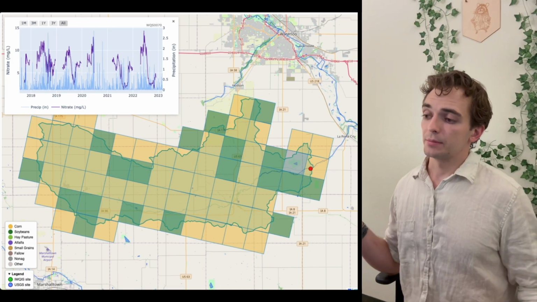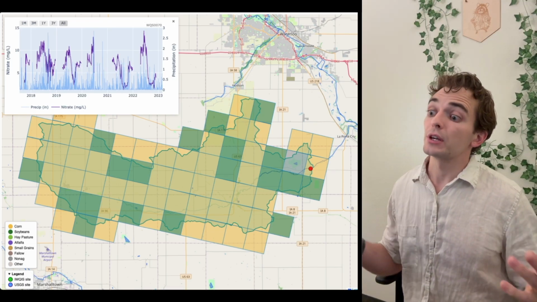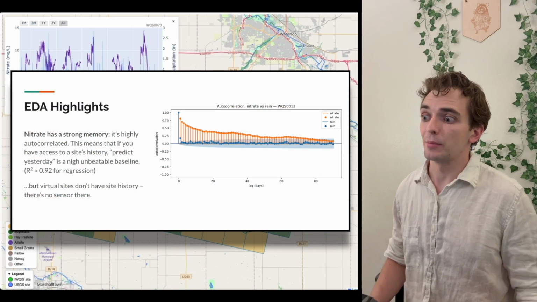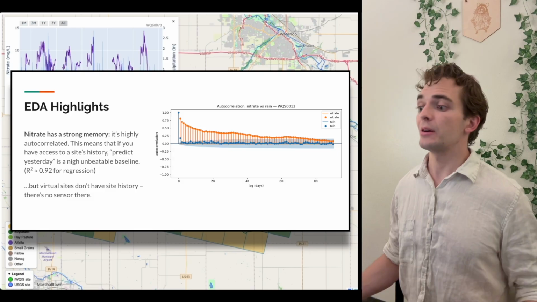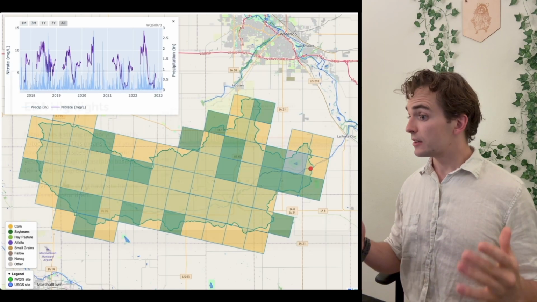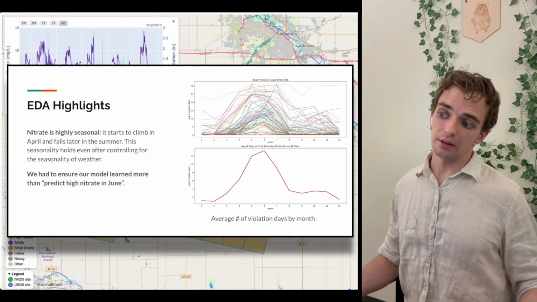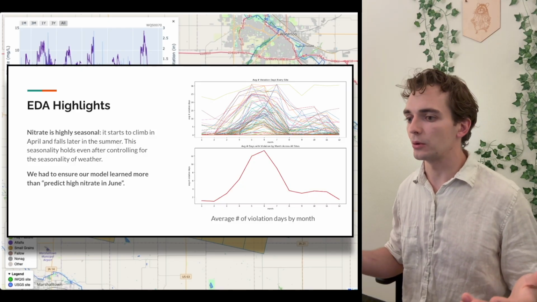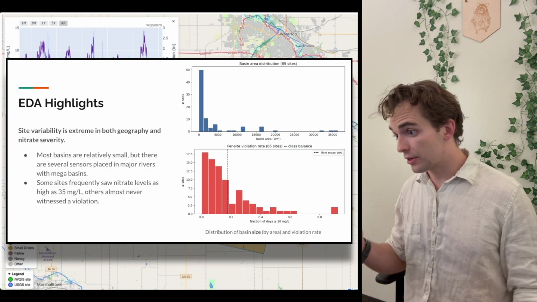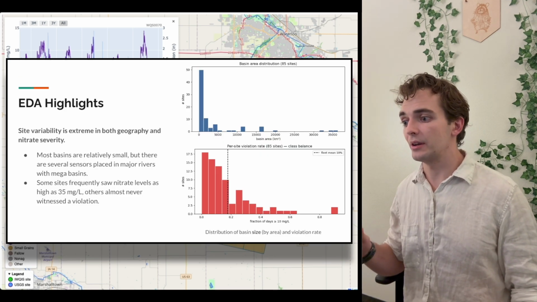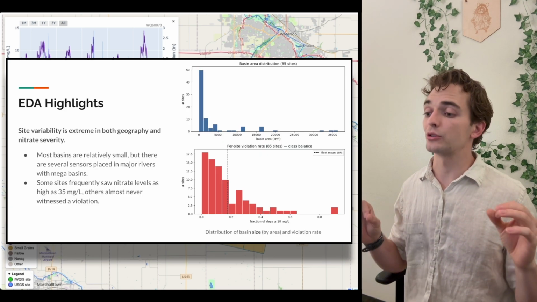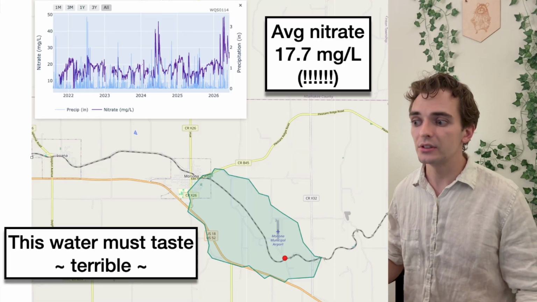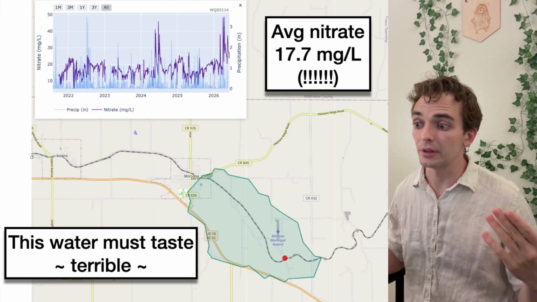We then spent some time exploring the data we'd curated and found 3 big things that informed our modeling. So first, waterborne nitrate has a strong memory. If a sensor read a high value yesterday, it will likely read a high value today. Second, nitrate is highly seasonal. It climbs in April, peaks in June, falls in late summer, coinciding with the growing season of corn, as you might expect. And then third, sensing sites have high variability. Most are pretty small, but some are truly massive. Some sites almost never see a nitrogen violation, others stay consistently above the 10 milligram per liter threshold.